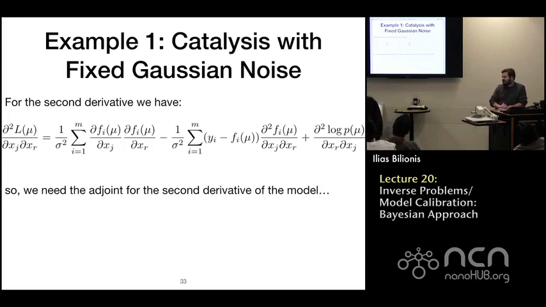This is what you need. So you need the ability to get the second derivatives of your model with respect to the parameters. This may not be trivial, obviously, right? So if you have a PDE or a dynamical system, this is doable with the method of adjoints that we saw last time.